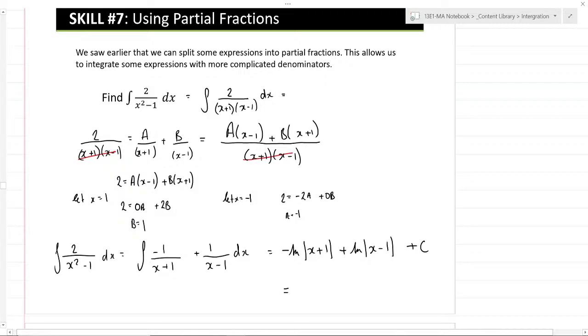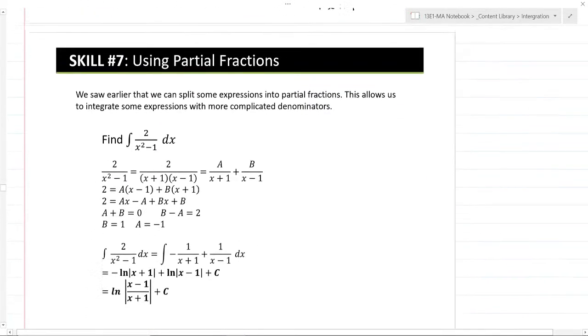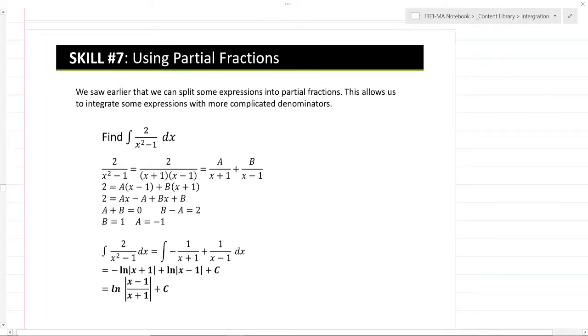And the last little stage, because you've got a minus ln, you can write this like this, can't you? So ln of mod (x minus 1) all over (x plus 1) using the laws of logs. There, like so. Everybody happy with that? Yeah. So let's just check those answers. There's those answers there. Brilliant. Everybody all right with those?